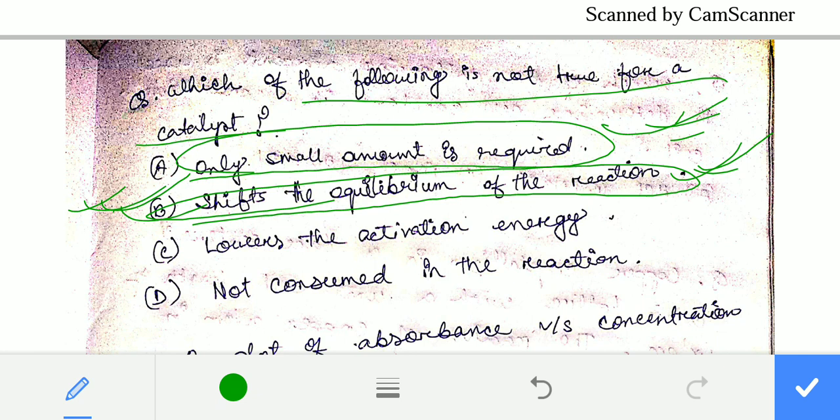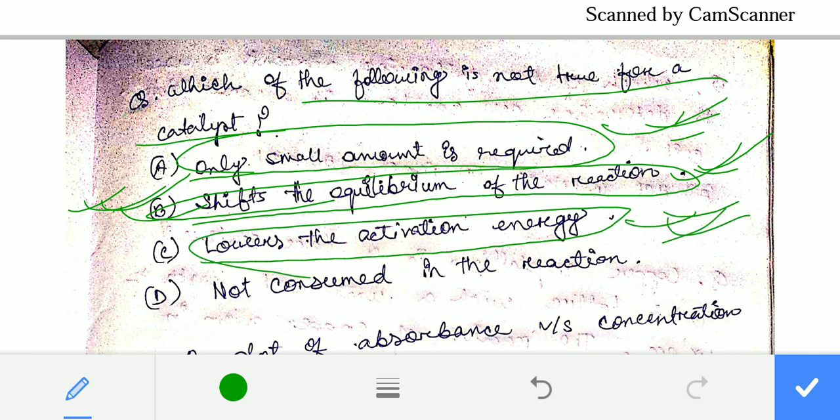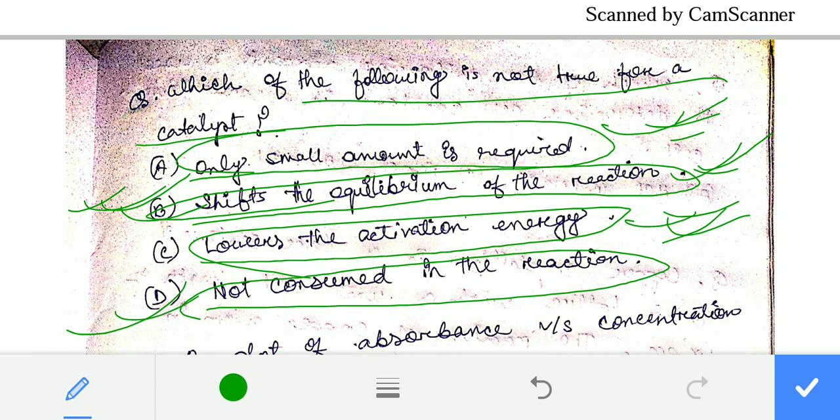Now option C says it also lowers the activation energy. Yes, because it lowers the activation energy of the reaction and is not consumed in the reaction. It does not go into the product. Therefore, catalysts are not consumed in any reaction. For this question, option B is the right option.